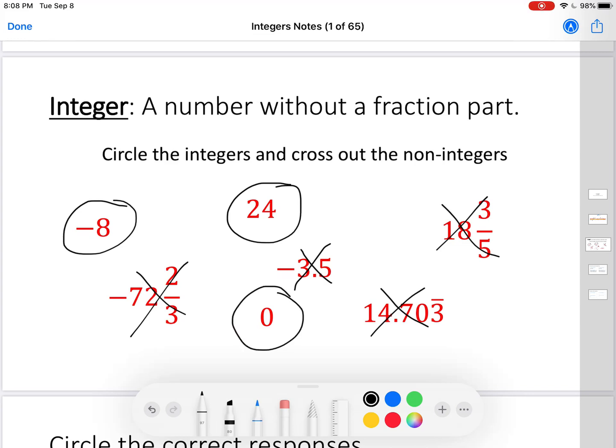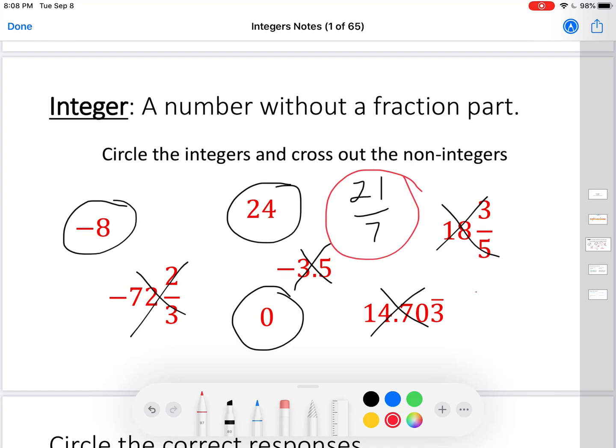Are you beginning to get the idea now? Here's a tricky one. Let's say I say 21/7. Well, it looks like a fraction, doesn't it? But does it have a fraction part? Let's take a look. What's 21 divided by 7 equal to? That's equal to 3. Does 3 have a fraction part? No. So that is an integer.